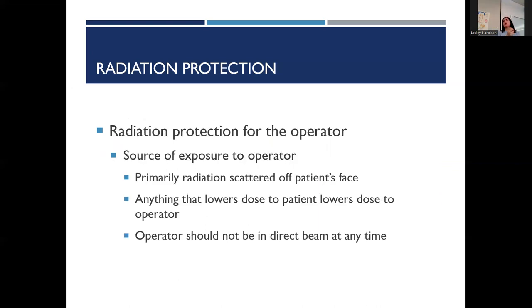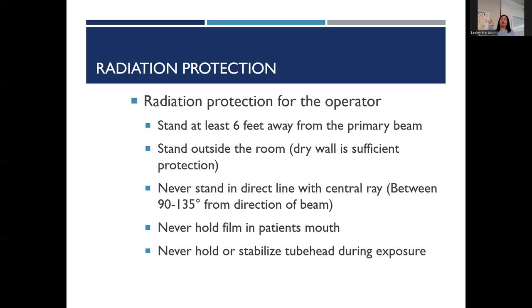Radiation protection, sources of x-ray exposure. The source for you is primary radiation and scatter off the patient's face. Anything that lowers the dose to the patient is going to lower the dose to you. So if you're using a rectangular collimator or filtration, it'll lower it. The operator should never be in the direct beam. You should never hold something in the patient's mouth.